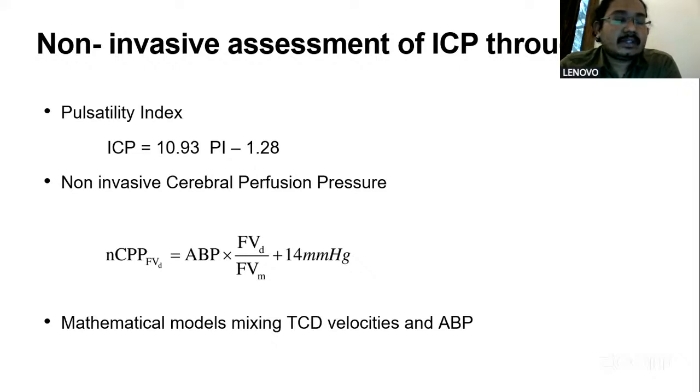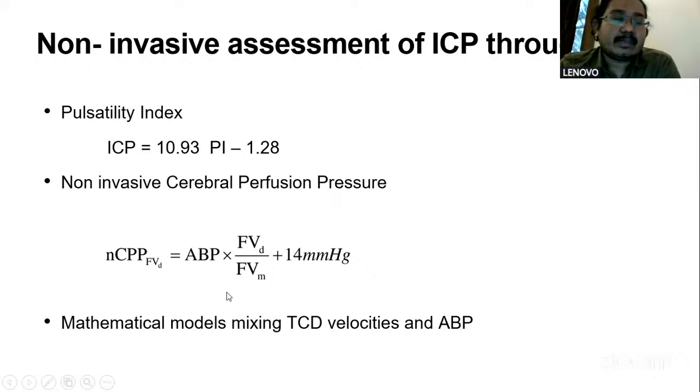Then there is Zoskin's formula for non-invasive cerebral perfusion pressure. Initially we calculate cerebral perfusion pressure. We calculate it by arterial blood pressure, diastolic pressure, mean flow velocities plus 14 mmHg. Once we get cerebral perfusion pressure, we subtract it from the arterial blood pressure. That's how we get the ICP.